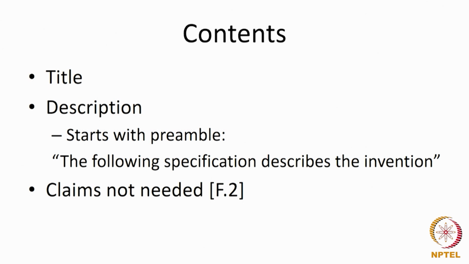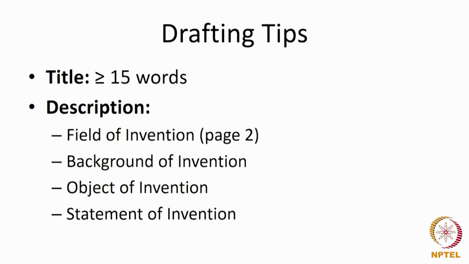Now, contents: there is a title to the provisional, there is a description, and the description starts with the preamble. The following specification describes the invention. Claims are not needed, and we had seen in Form 2, claims need not be mentioned for provisionals. Some drafting tips: the title should be less than 15 words. Description, there can be various headings for the description: the field of invention, background of invention, object of invention, statement of invention.